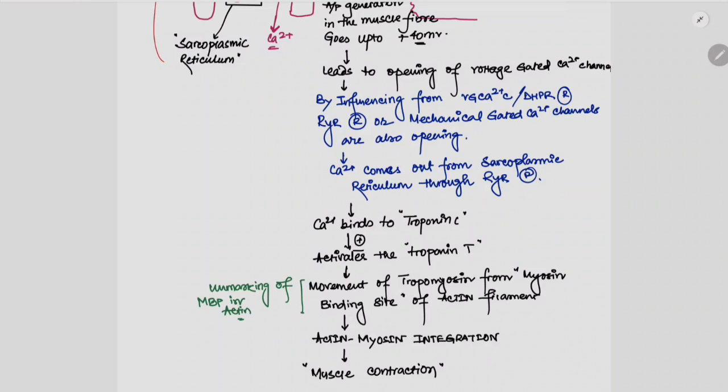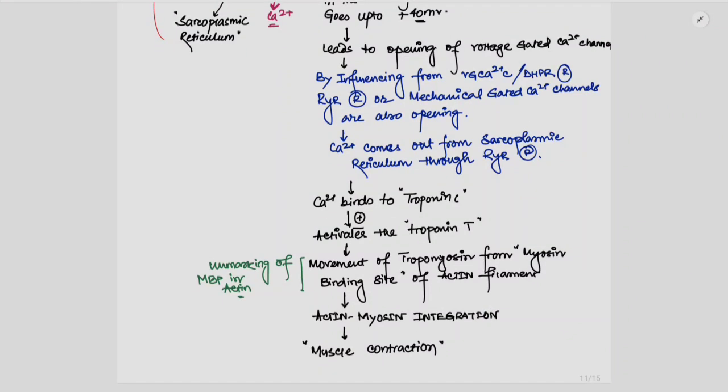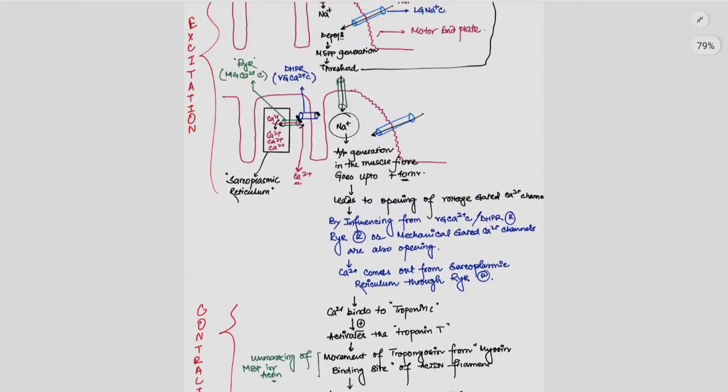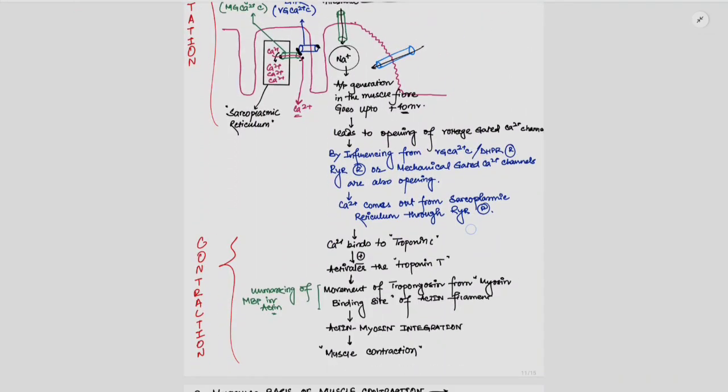And from the calcium binding to the troponin C and activation of troponin, till the muscle contraction, it is the contraction procedure of the skeletal muscle. So both are coupled with each other to contract a skeletal muscle. So it is the excitation and contraction coupling.